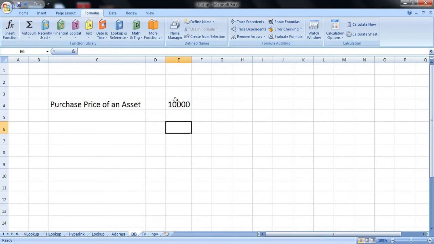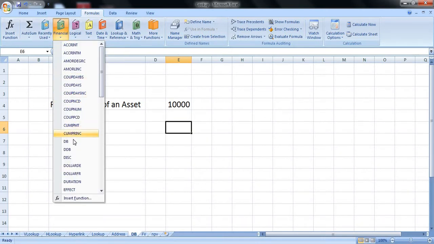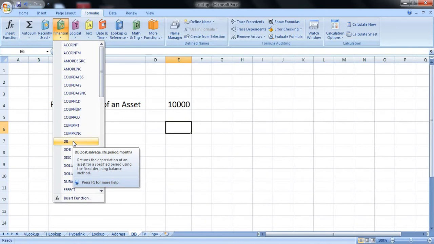The sample data that I have entered here on my Excel worksheet is the purchase price of an asset, which is 10,000. But before I go to financial functions, let me place my cursor at any blank cell. Go to formulas, and as we are talking about financial functions, let me select the category called financial and select the function that we are talking about, called declining balance, that is DB.